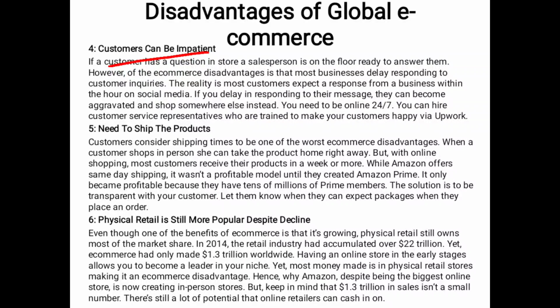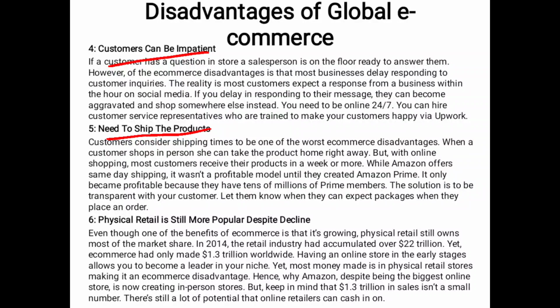Then the need to ship the products. In physical stores, you just keep the product, the customer makes the order, and they carry it and go. Here it is not like that. You have to deliver the products to the people. The difficulty in global e-commerce is shipping the products to another country, where the customer may be. It is not that easy. There are a lot of difficulties, and shipping problems are included.